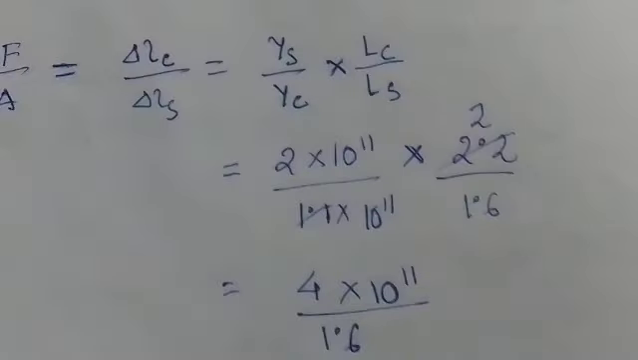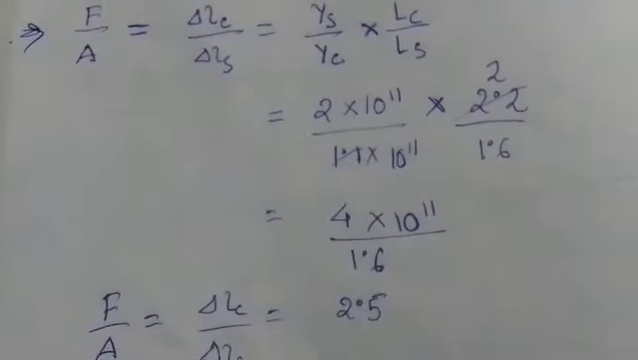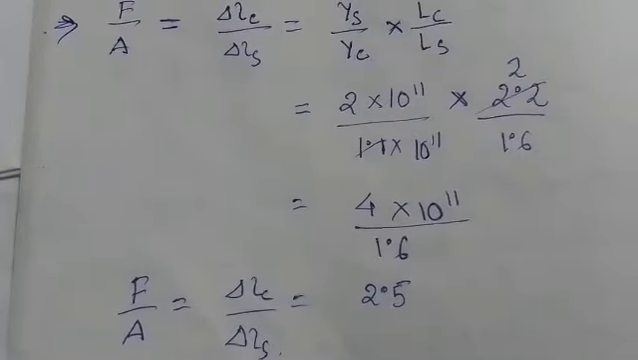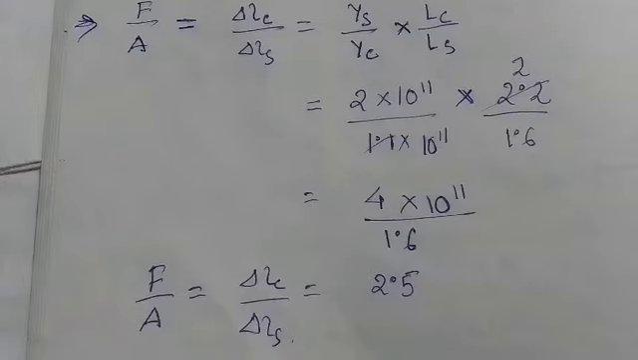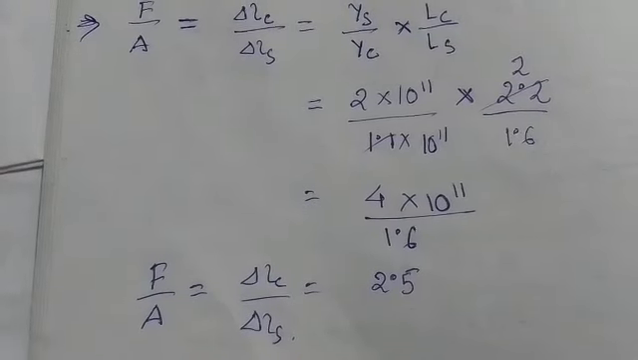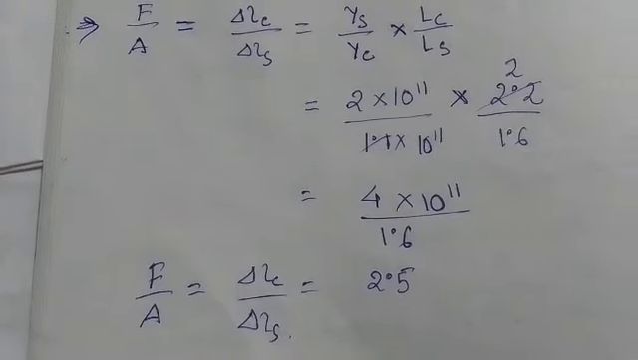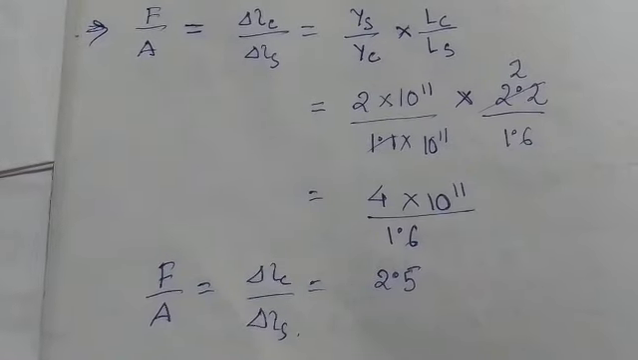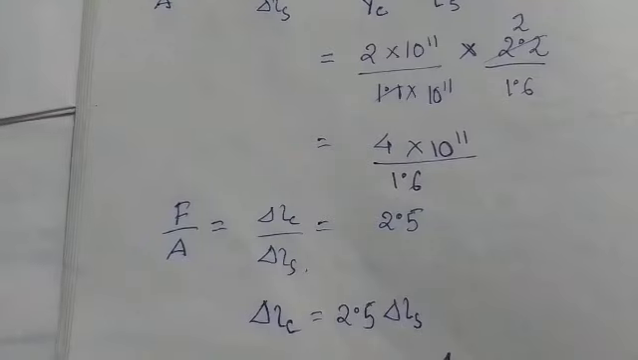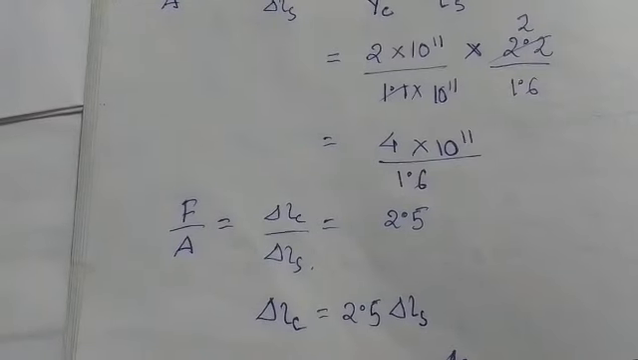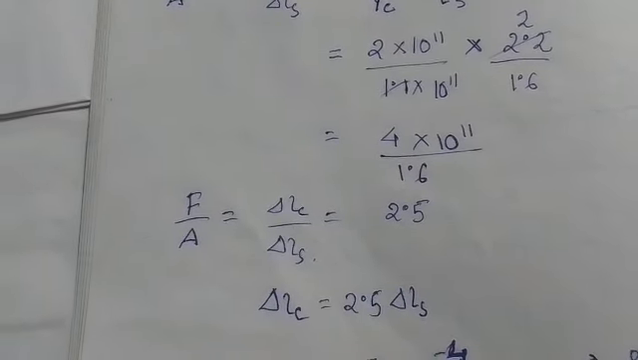So we are placing this, and by calculating we obtain this value, and we have found it to be 2.5. So del of LC divided by del of LS we will find to be 2.5. So we have del L of C is equal to 2.5 del L of S.